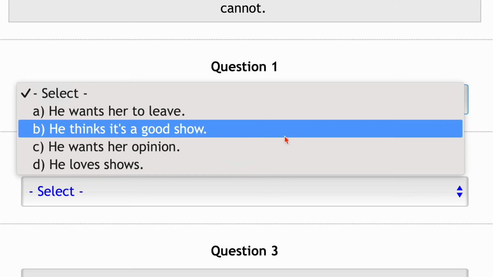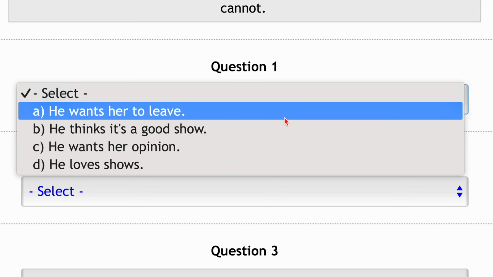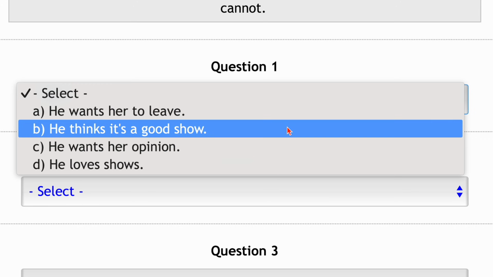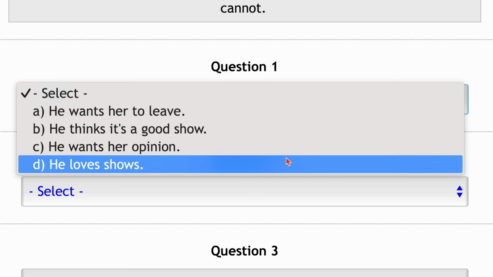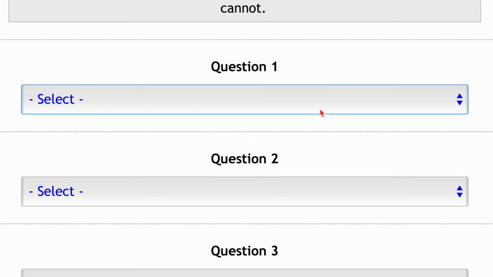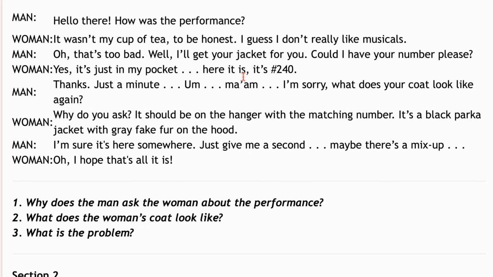Well, he wants her to leave? Maybe not, right? That would be impolite. That's not nice. So, not A. But he thinks it's a good show. He wants her opinion. He loves shows. Okay. See if we have anything here.